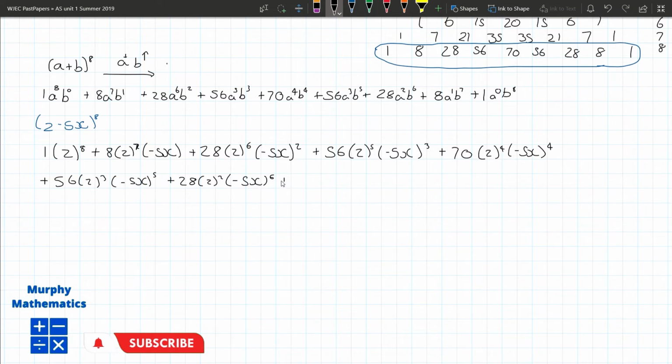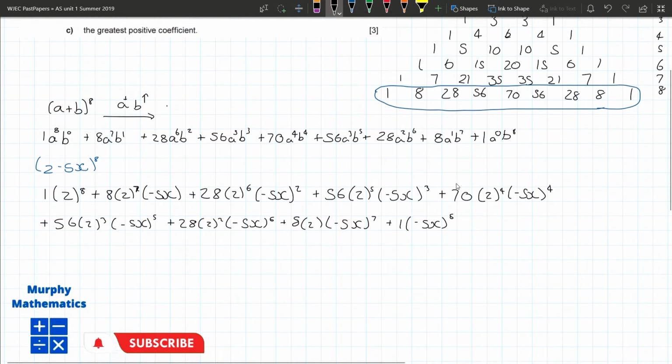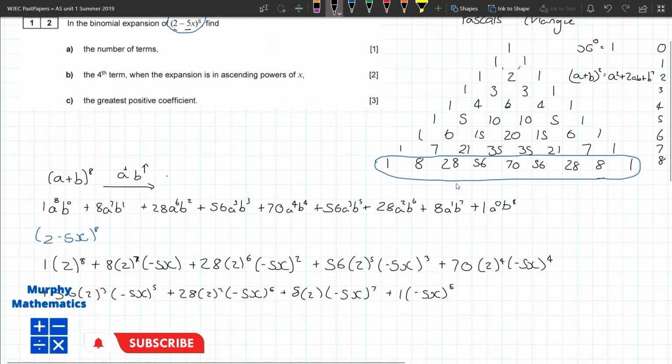And now I'm going to have plus 8, lots of 2, minus 5x to the power 7. And then last one, plus 1 times 2 to the power 0, so I'm not going to write that in, minus 5x to the power 8. You wouldn't expect to normally do this. I'm just showing you how on a normal question this is what you would do.